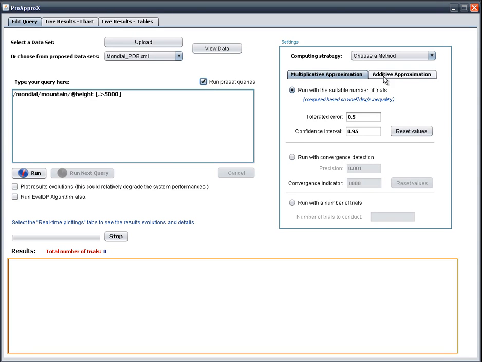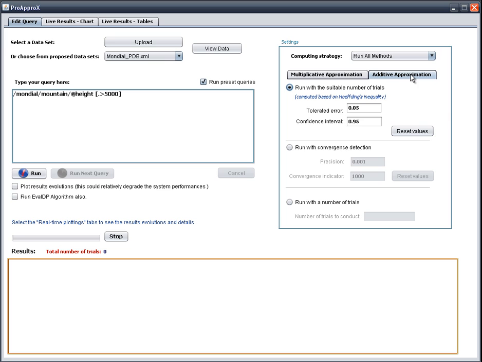The next step is the selection of the evaluation strategy. Let's begin by choosing to run all the methods. Before sending the query, we might want to look at the settings related to the approximations. If we select the first option, that runs a multiplicative approximation with a given deviation tolerance from the correct answer and a confidence interval of 95%, the algorithm uses Hoeffding's bound to estimate the optimal number of trials to conduct for the approximation to meet custom precisions on the intended result.